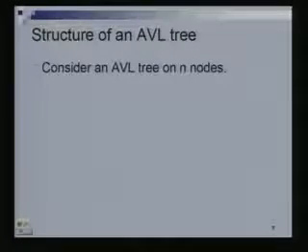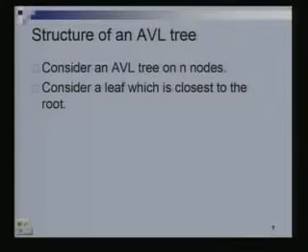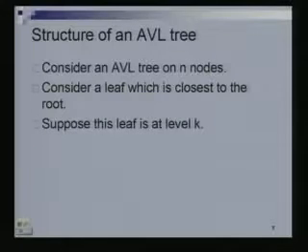Okay, so let's look at the structure of an AVL tree in a little bit more detail. I once again have an AVL tree on n nodes. Now let me take the leaf of this tree which is closest to the root, which means whose level number is as small as possible, the smallest amongst all the leaves. Suppose this leaf is at level k.